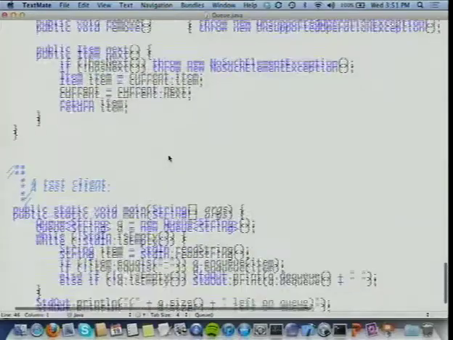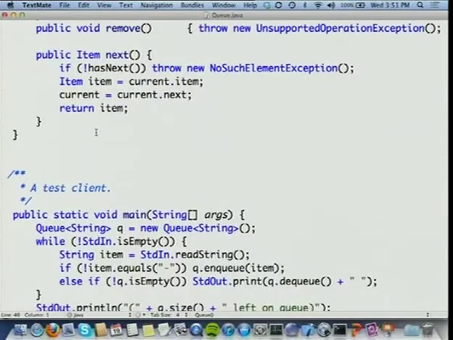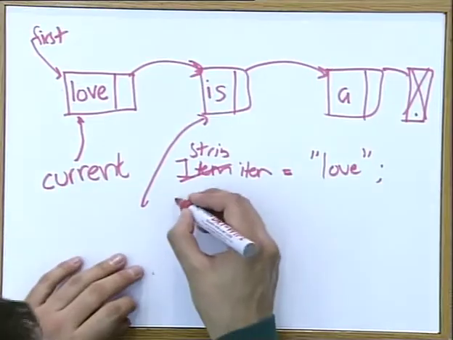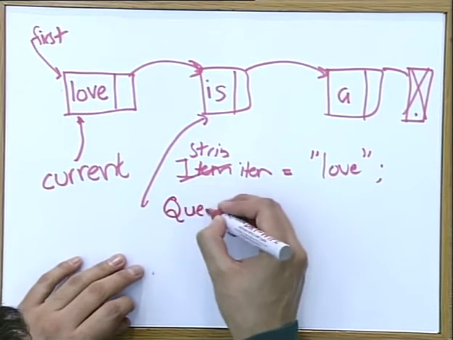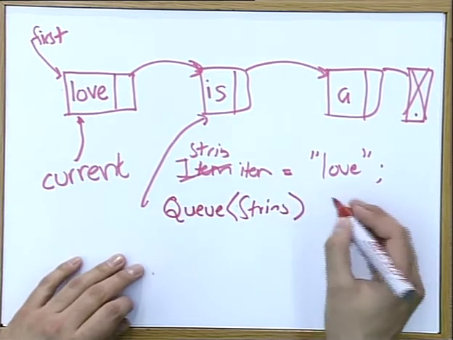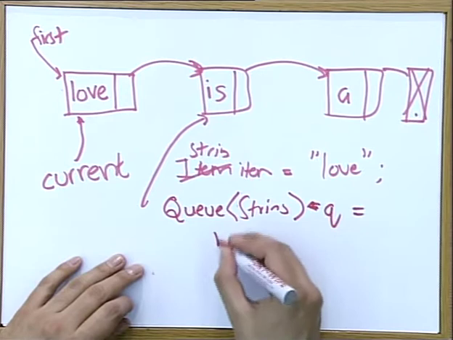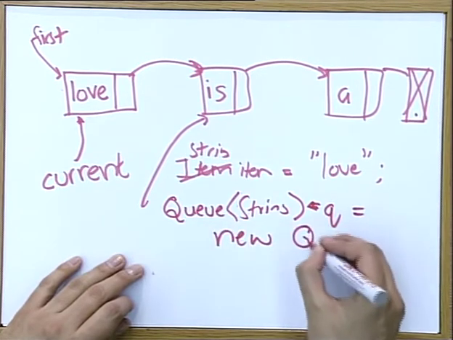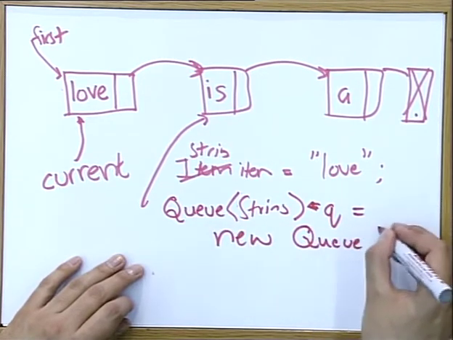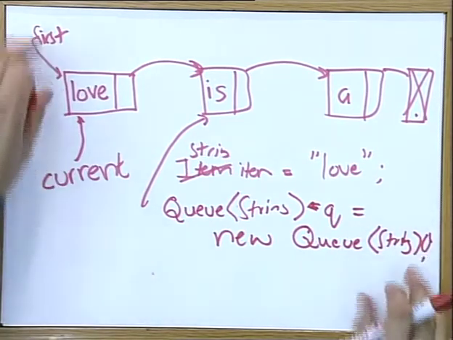And that's actually what there is to say about the iterator. So what does it mean? It means if I make a queue, I can now write code such as Queue<String> queue = new Queue<String>(). So now I have a new queue.